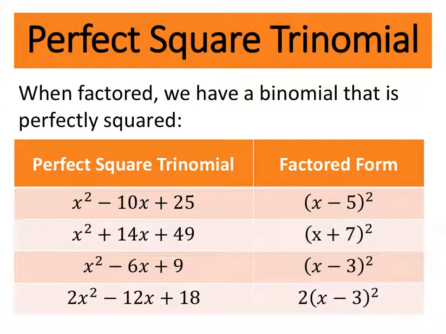X squared minus 10x plus 25 converts easily into x minus 5 quantity squared, which is really x minus 5 times x minus 5. But it's just written in a clean, neat way. So instead of writing it twice, we got two of these things multiplied together. And notice there's a whole bunch of different varieties of what we call perfect squared trinomials.